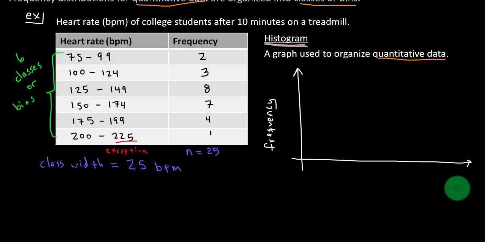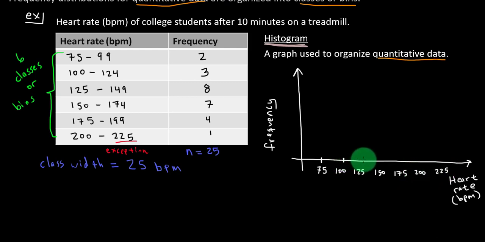I need some space. Let's do heart rate, beats per minute. Beats per minute is the unit of measure there. Don't want to forget that. The smallest value of our variable possible is a 75. So that's where I'm going to start my tick marks. And each tick mark is going to be the start of a new class. So I'm going to put tick marks at 75, 100, 125, 150. You see the trend.